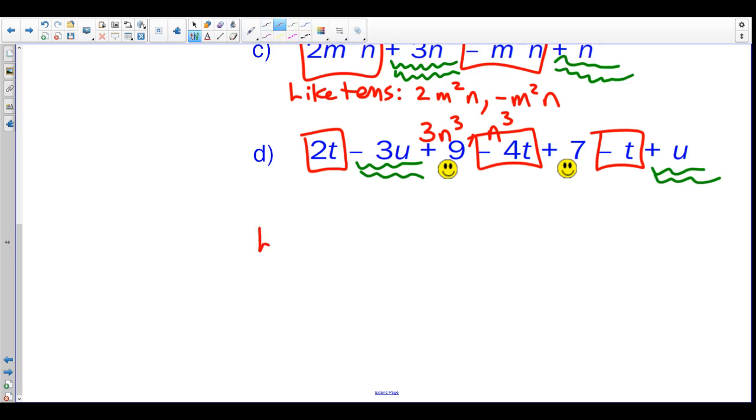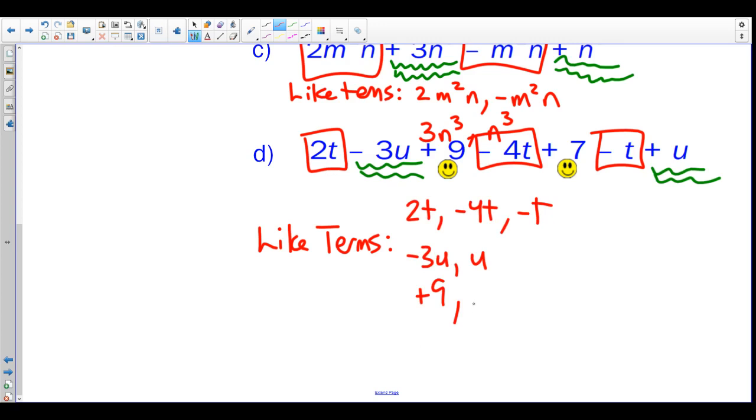So, like terms: 2t, comma, minus 4t, comma, minus t; minus 3u, comma, u; and then we have positive 9, comma, 7. And again, I don't really need the positive on the 9, but you could put it there. It's not wrong. And that's it for that question.